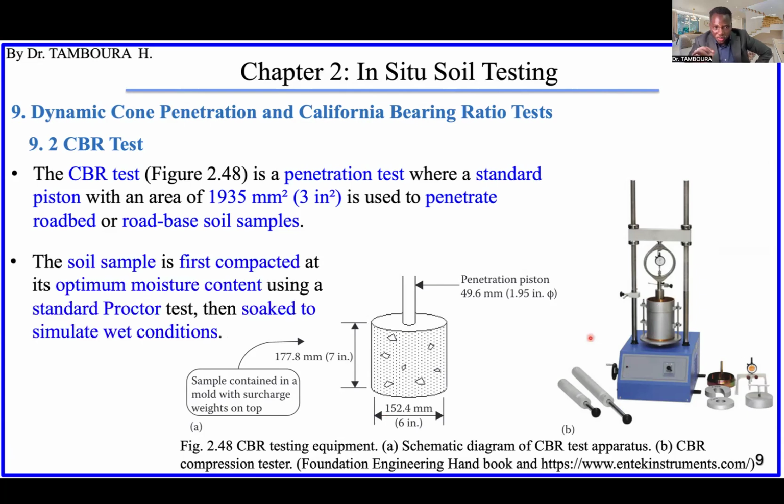So the soil sample is first compacted, as I said, using the Proctor compaction method, or modified Proctor. So you compact the soil sample first, using, of course, the optimum water content, using the standard Proctor test.